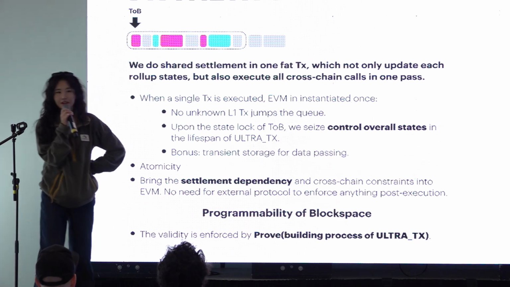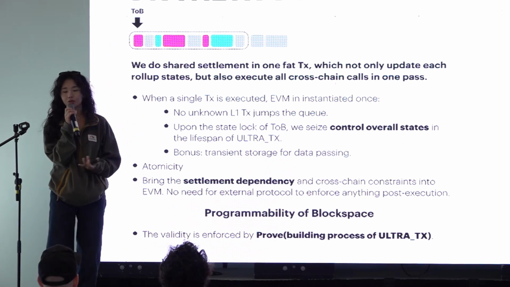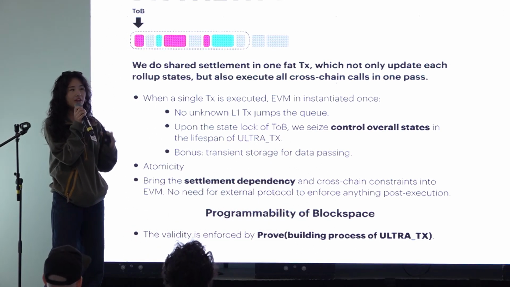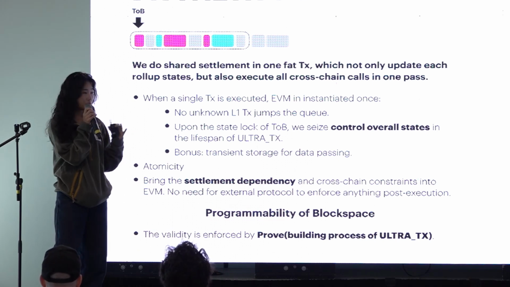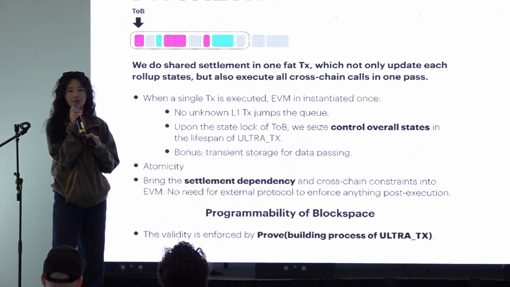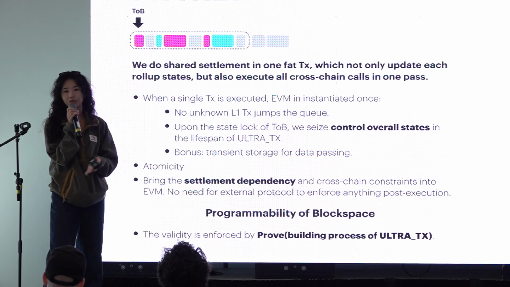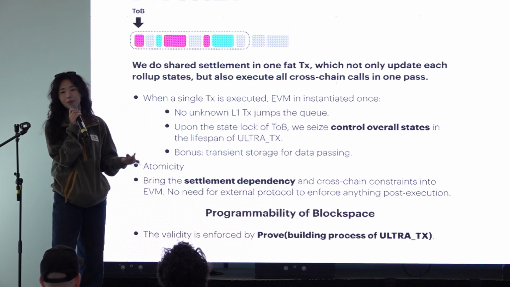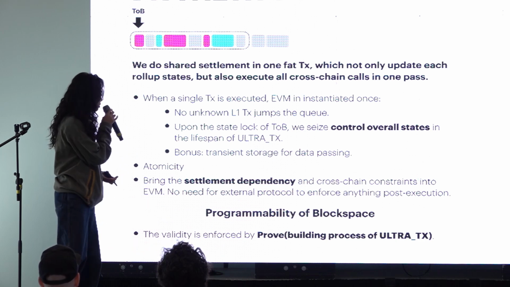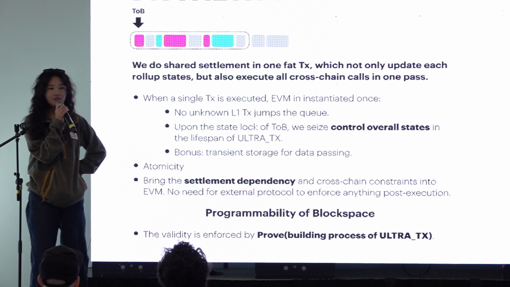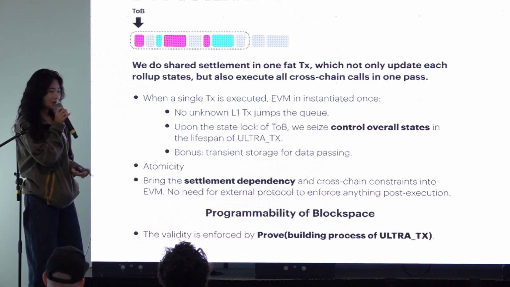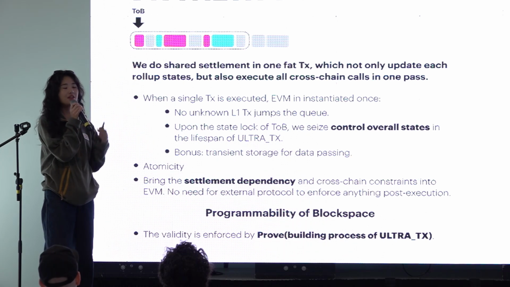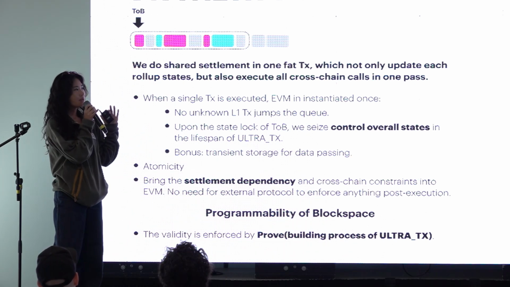A bonus that we have is we can use what's called transient storage, which is a new feature implemented by the EVM that initializes storage slots once during the execution of a transaction, but they're wiped out at the end of the transaction execution, which means we can use this transient storage to facilitate message passing as we execute cross-chain calls. Another benefit is we get atomicity, because a lot of shared sequencing protocols have difficulties in ensuring all of the rollups are settled, right?